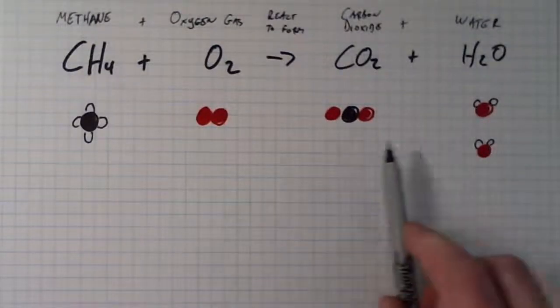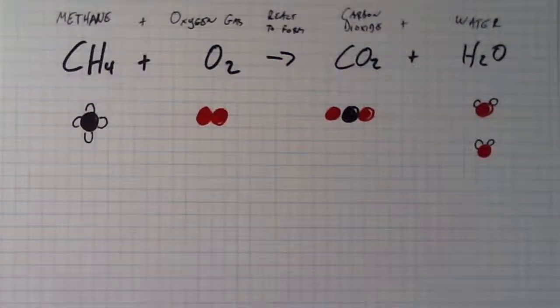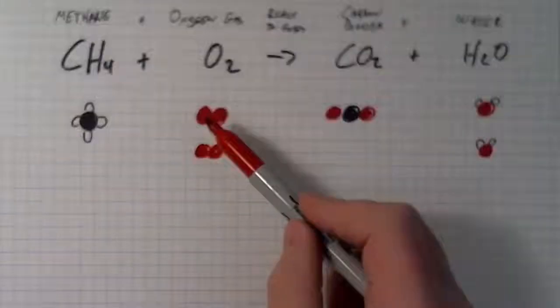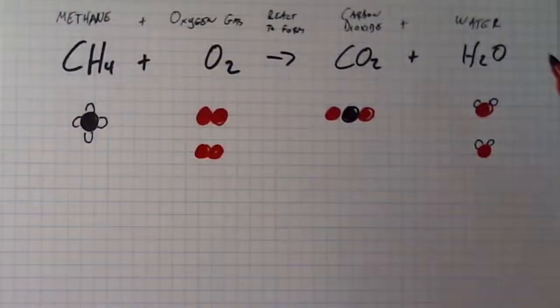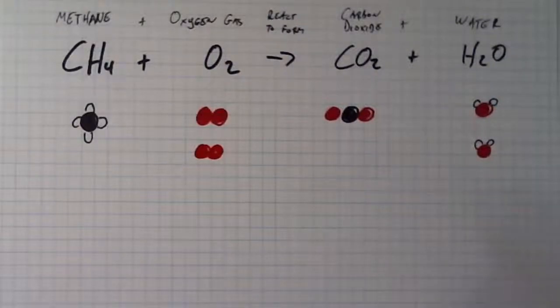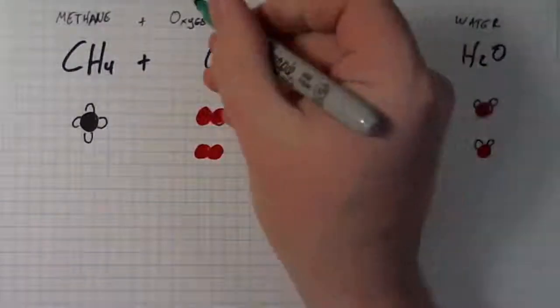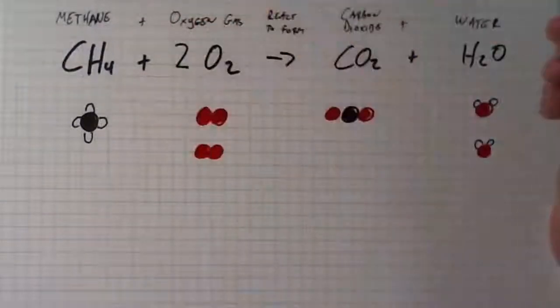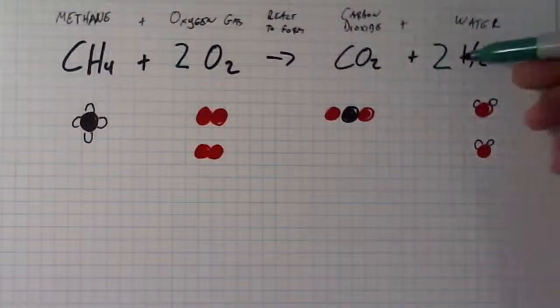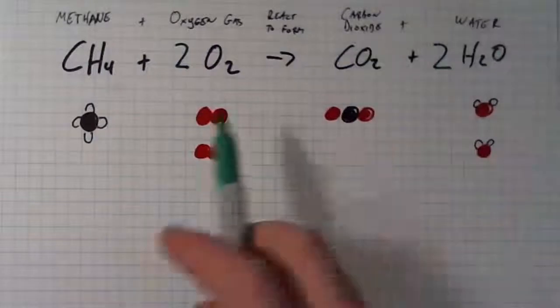Oh, there's a simple solution. If I just have 2 of those molecules, now I've got 4 atoms of oxygen and 4 atoms of oxygen. This is a balanced chemical equation in picture form. What we have to do is add in coefficients up here in the equation that tell us, oh, here's what the recipe is.